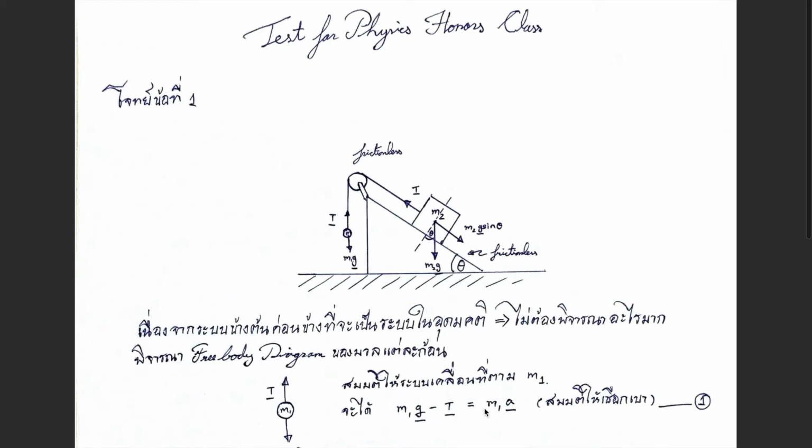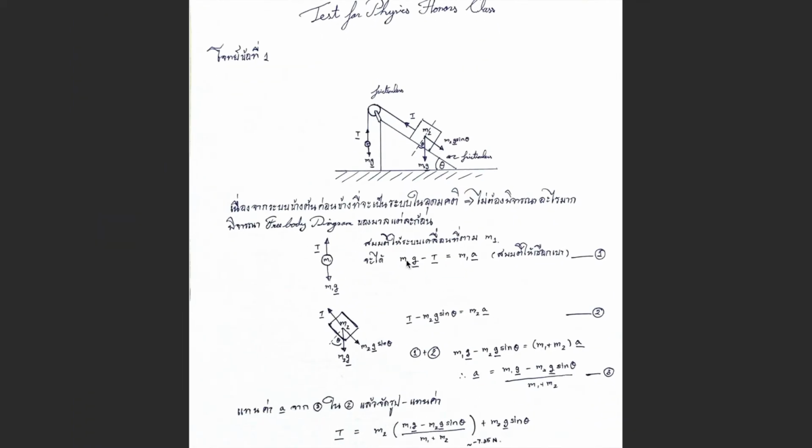Then from Newton's second law, we find that the summation of F equals ma, and since the weight of m1 is greater than T, we can write the first equation like this. And we assume that the string is weightless, really light, so we don't need to consider the weight of the string.